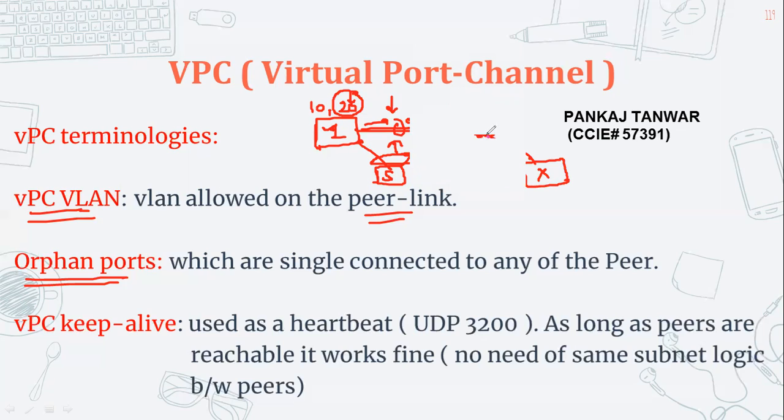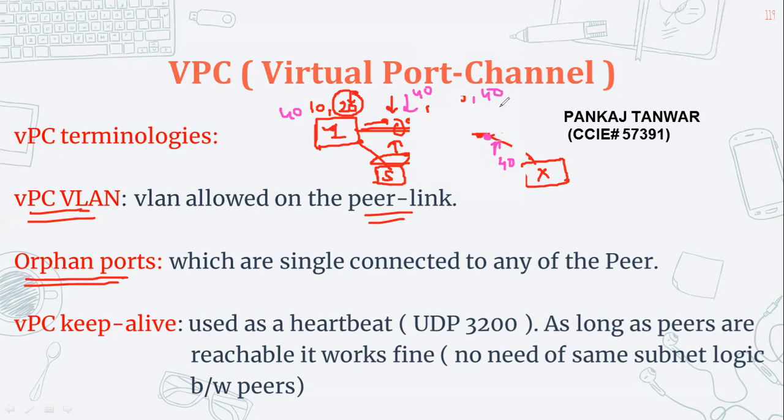And the condition is that the VLAN which is allowed on this, let's say here we are using VLAN 40. So VLAN 40 must be a VPC VLAN. Okay, it means that VLAN 40 must be present on both your peer devices, and VLAN 40 must be allowed on the peer link. So orphan ports, you can just think of it like that: a device which is single connected to either of your VPC peer devices, and it is using the VPC VLAN.